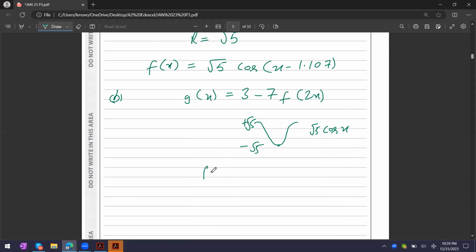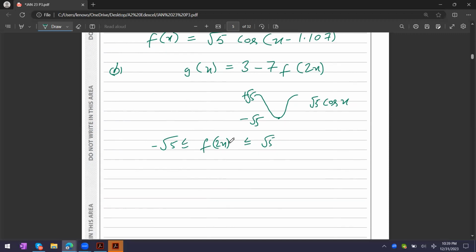F of x, we have established here, is going to be between root 5 and minus root 5. This is the range of f of x or f of 2x. It doesn't matter because 2x is just a horizontal stretch. It is not going to change the maximum or minimum value if you multiply with the angle. If you multiply the whole function, that is going to change, but not if you multiply anything with the angle. So f of x and f of 2x have the same range between root 5 and minus root 5. Next, step by step.